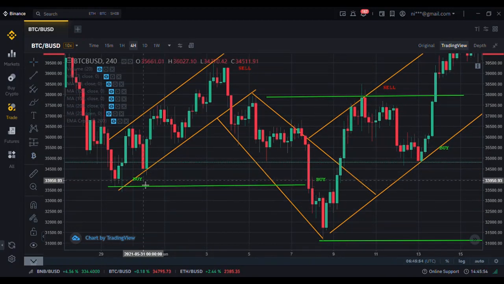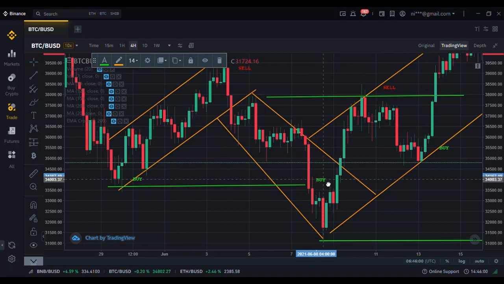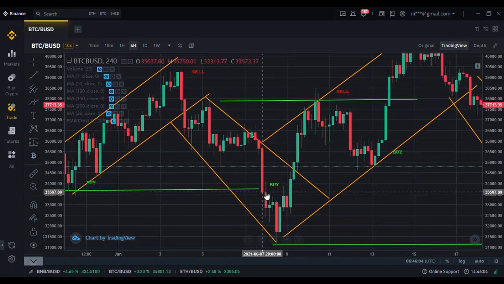But even if you enter here, as you can see, even if you enter here at the wedge target, this is what happened. Okay, you had a temporary loss and the price went back up, so you're still in profit. See?